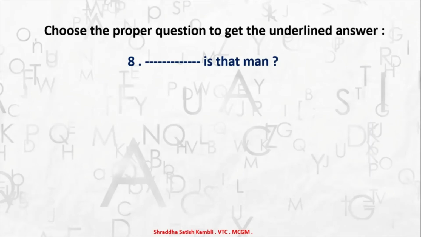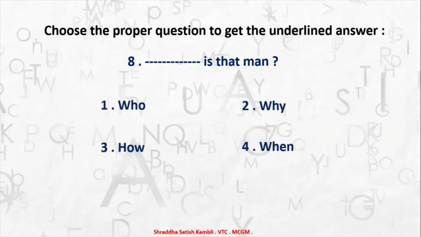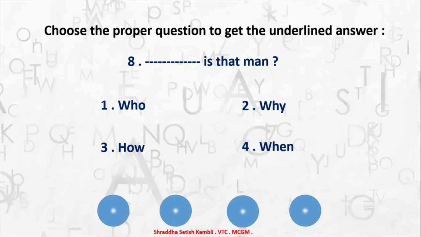Again, you're asking, talking about a person. So what will be the word that you will use? Will you say, who is that man? You will say, why is that man? How is that man? When is that man? What will you say? Yes, you will say, who is that man? The first option. Alright, coming to the next example.